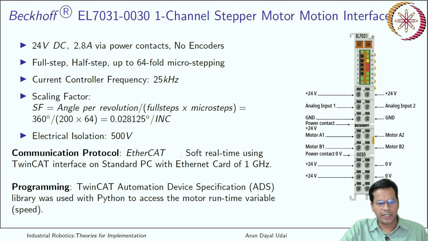Okay, programming will again follow similar steps. We'll use the TwinCAT Automation Device Specification, the TwinCAT ADS library, and import it in the Python interface and access the motor runtime variables which are defined in the TwinCAT configuration tool, which is the driver for it. Finally, that is for configuration and declaring all the objects and their parameters. Okay, so we'll see by example now.